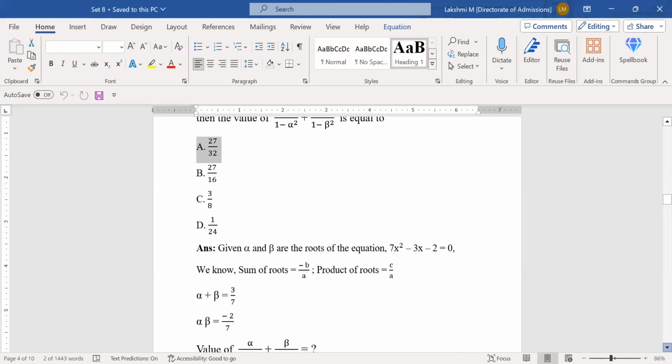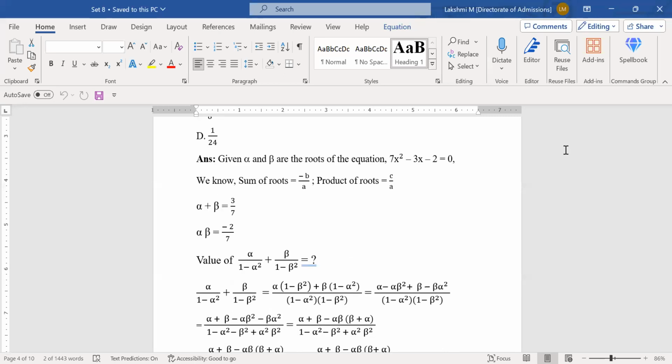Okay. Now we are going to discuss this question. This is the equation 7x square minus 3x minus 2. I'll be able to find the roots, that is alpha plus beta and alpha beta. Okay, I got both. Whenever you encounter these types of questions, you need to rearrange this in the format that we have already discussed, that is alpha plus beta and alpha minus beta.